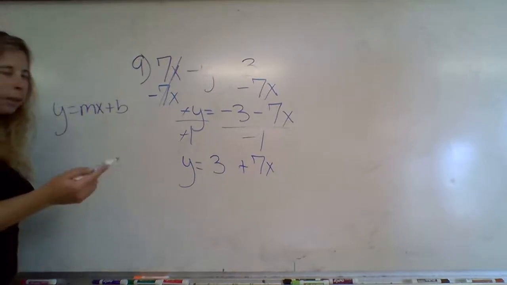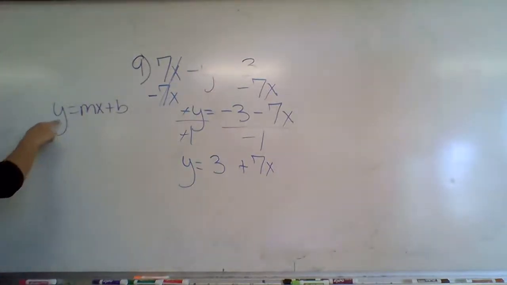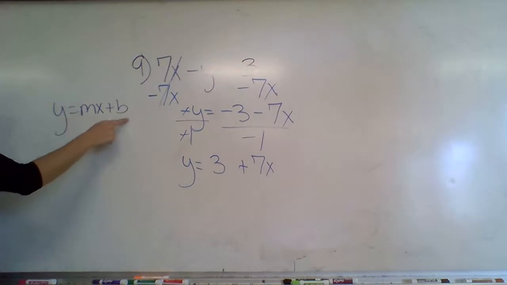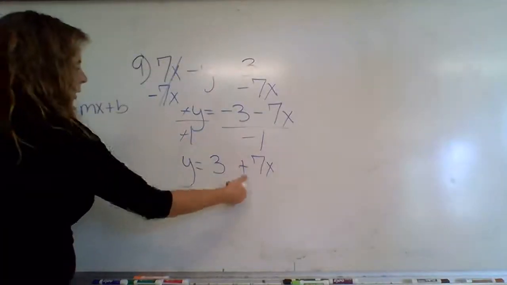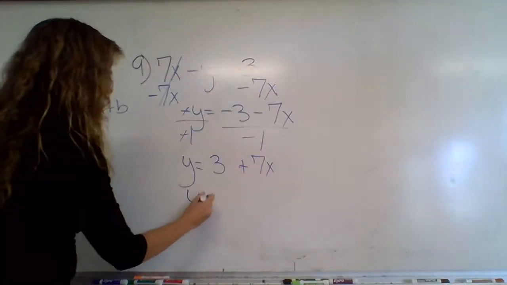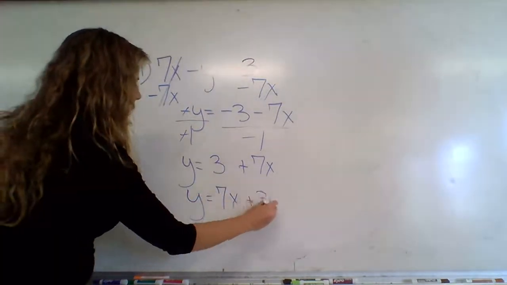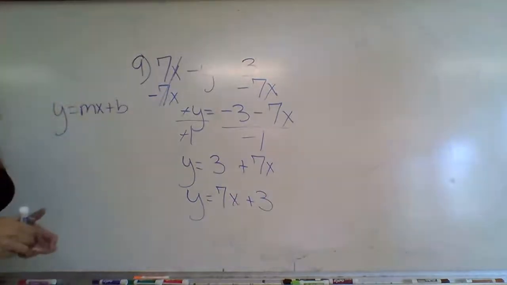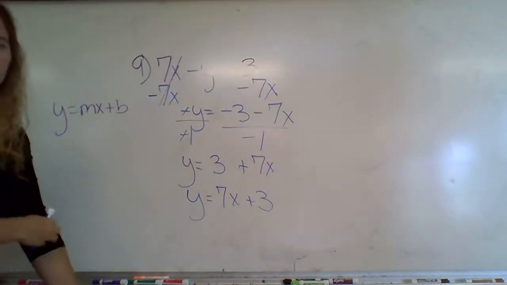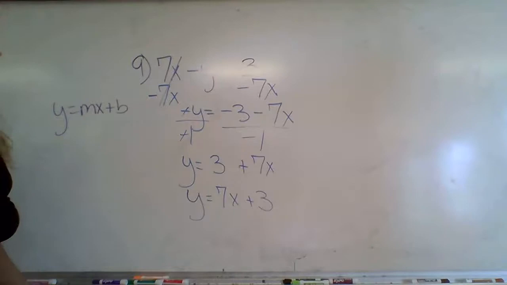And then the last thing you should do, we want it in this form, y equals mx plus b. So just switch these. Y equals 7x plus 3, all right? And you are finished. I'll go through one more of these.